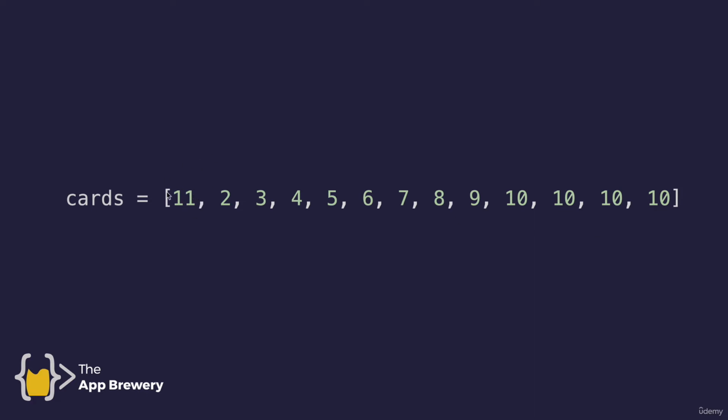Now the ace is going to start off being represented as 11, and it's going to count as 11 until the user goes over 21. Now finally, we're going to assume that we have an infinite deck. So it means that when a card is drawn from the deck, it's not removed from the deck.